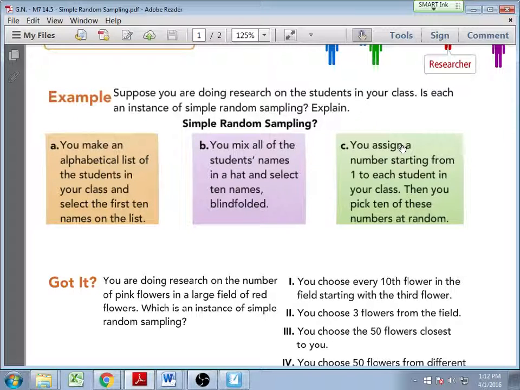Okay, so Luke, you make an alphabetical list of students, and you select the first 10 names on that list. Is that sample a simple random sample?